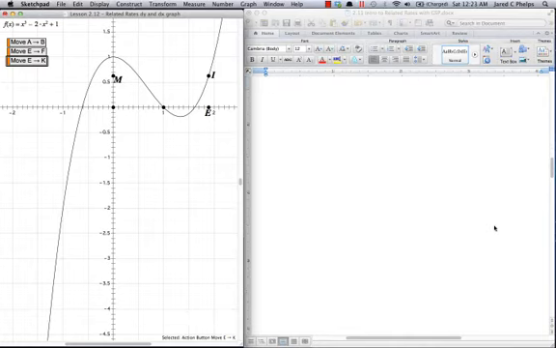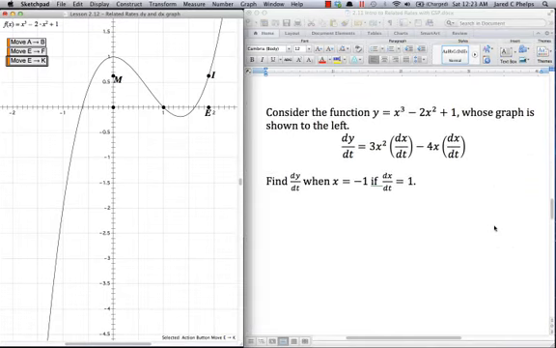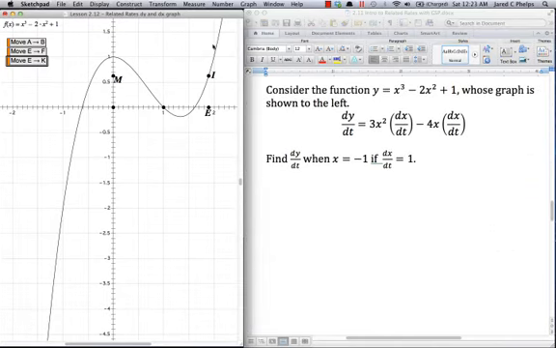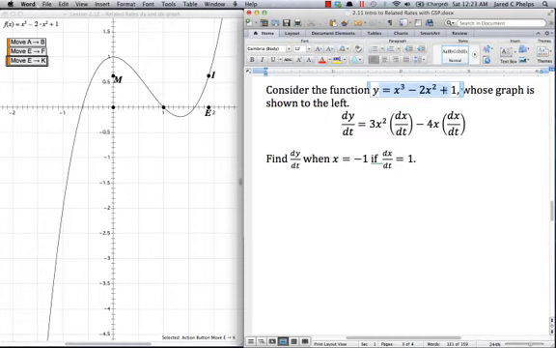So I want to look at this computationally. We're going to look at two examples really quickly. This function over here is y equals x cubed minus 2x squared plus 1. And I'm just going to tell you right now that this is the relationship of the rates. I'm not going to tell you where it comes from. We'll talk about that in the next video. But trust me for a minute.